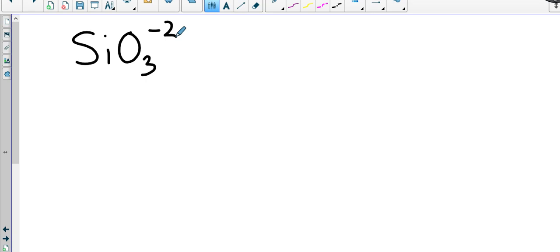Still drawing. That's great. The brackets go around the whole thing. If you don't have a double bond, then you did it wrong. Look, okay, stop what you're doing. Look at your silicon. How many electrons does it have? Yeah. Don't erase the whole thing.